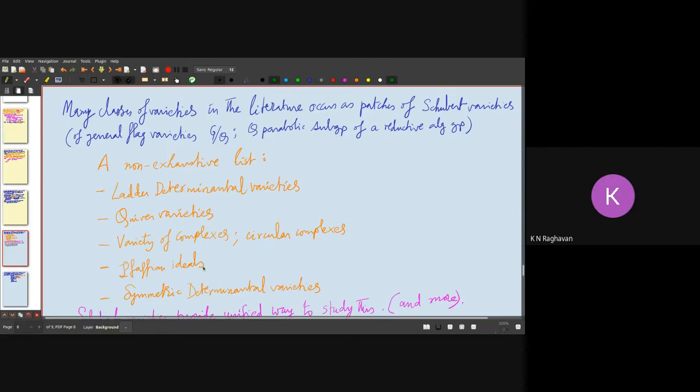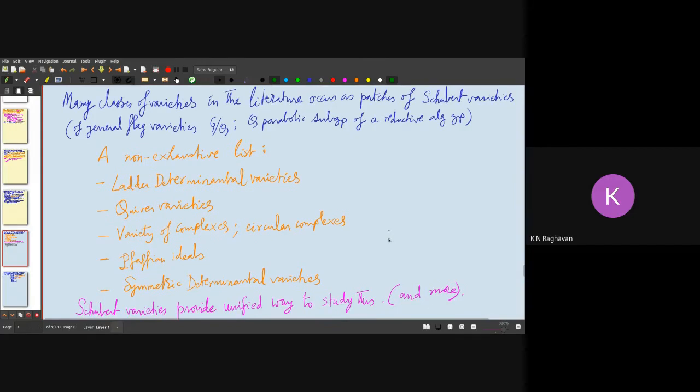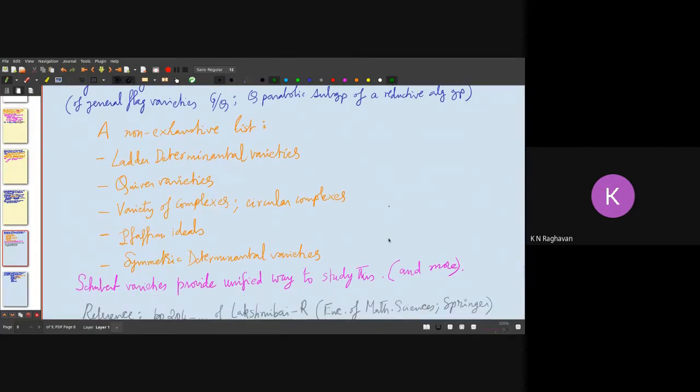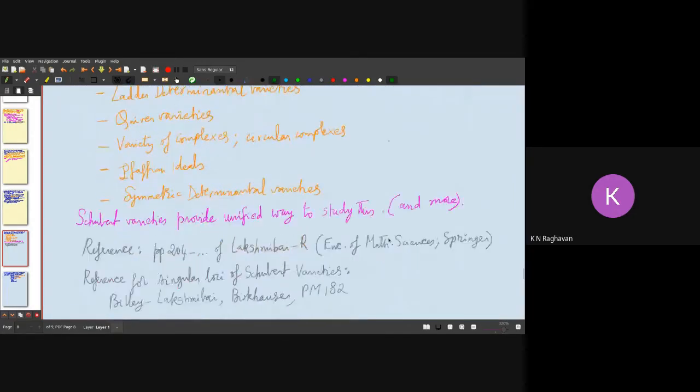Pfaffian ideals, ideals generated by Pfaffians, as in the sense of Buxbaum and Eisenbud, can be studied. Symmetric determinant varieties, they too are open patches of Schubert varieties. So Schubert varieties provide a unified approach to study all these varieties, both qualitative and quantitative.